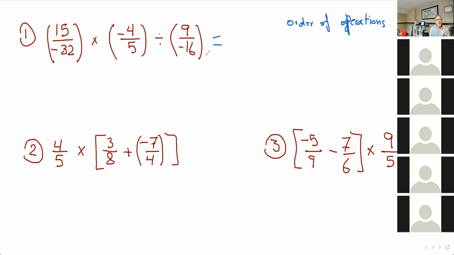Okay, good. So because we have 1, 2, 3, that's an odd number of negatives. When we're multiplying and dividing, we could just count the negatives. The answer is going to be negative. Okay, so let's make sure the answer is going to be negative.